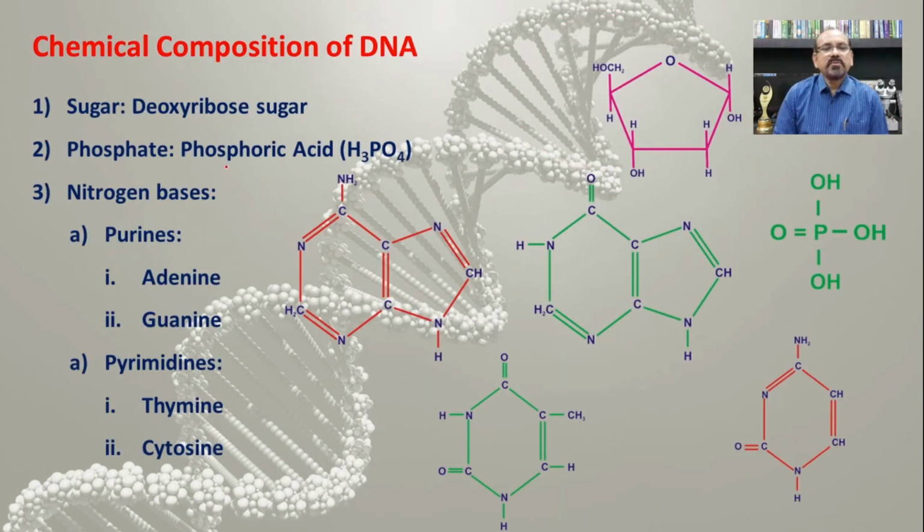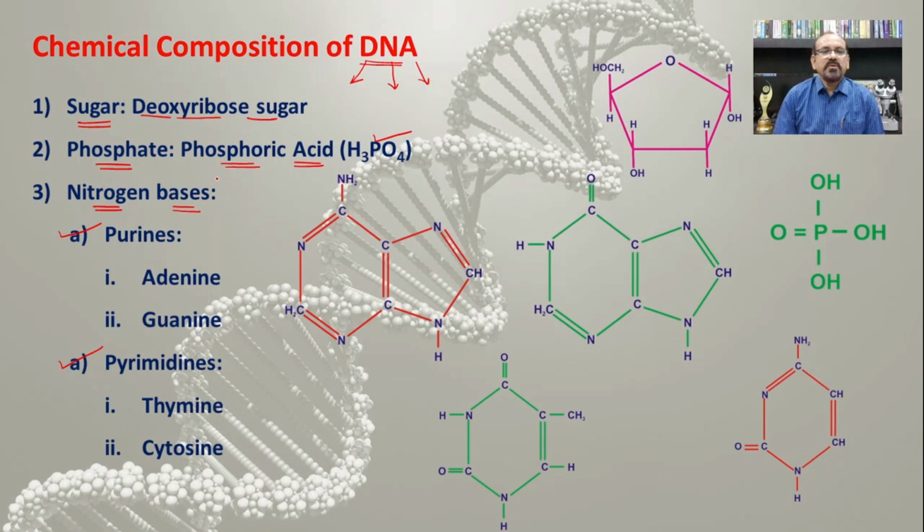So when we are talking about DNA, the name indicates D for the deoxyribose sugar. It is present in the nucleus and it is acidic in nature, and hence it is known as deoxyribose nucleic acid. Then in addition to the sugar, there is a presence of phosphate in the form of phosphoric acid having the molecular formula H3PO4, and different nitrogen bases known as the purines and pyrimidines.